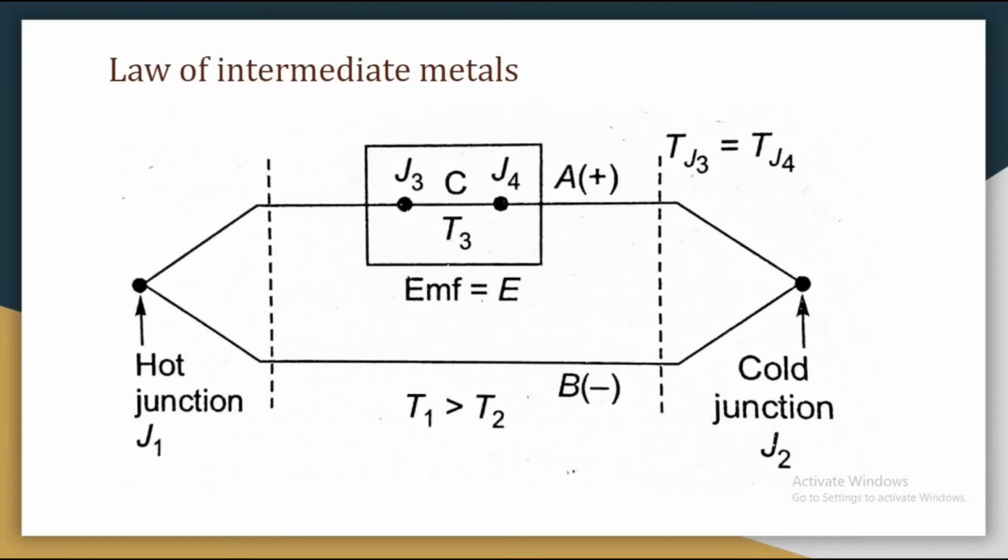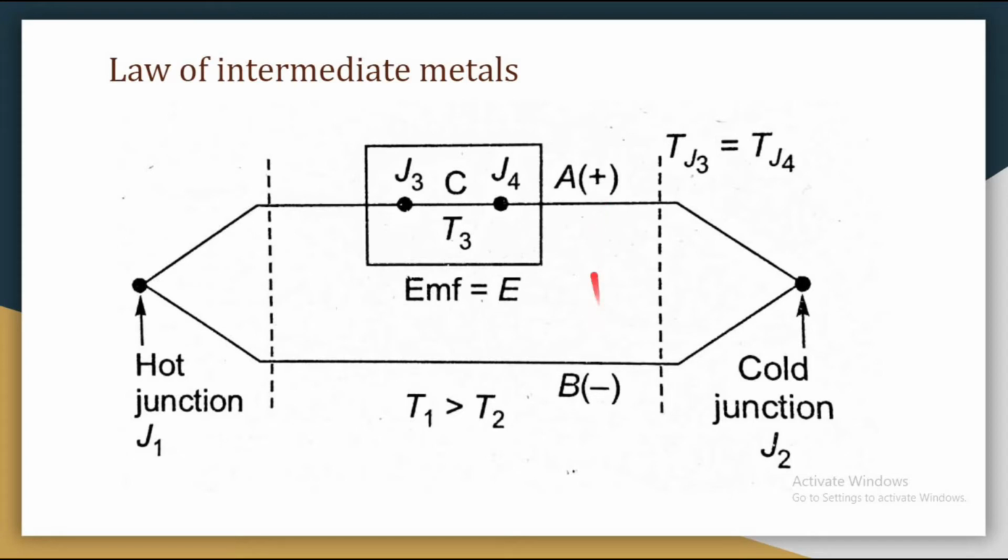The next law is law of intermediate metals. The law of intermediate metals states that in a circuit which consists of two dissimilar homogeneous metals, okay, A and B, having the junctions at different temperatures, the EMF E so developed will not be affected if a third metal be made a part of the circuit, provided the temperatures of the two junctions are same.